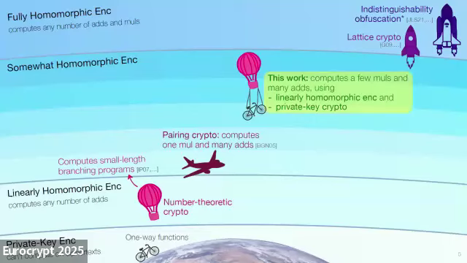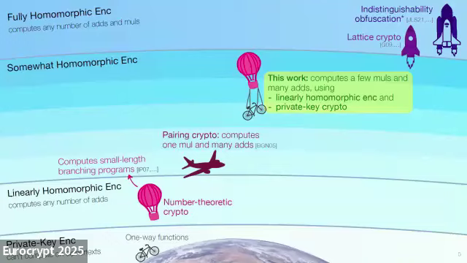And so this talk is going to be about a new approach to building homomorphic encryption. And what we're going to do is we're going to build a somewhat homomorphic scheme that's going to let us perform a few multiplications and then many additions on encrypted data. And so the way we're going to get there is by combining two tools. So first, we're going to take a linearly homomorphic encryption scheme, which is this balloon here given to us by number theoretic crypto. And then we're going to see how to lift this linearly homomorphic scheme into a somewhat homomorphic one by adding in just one extra assumption.